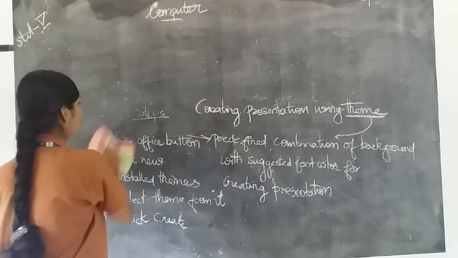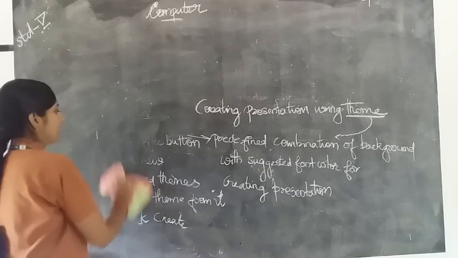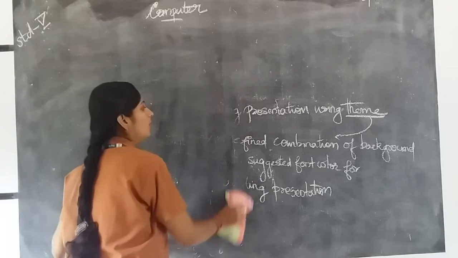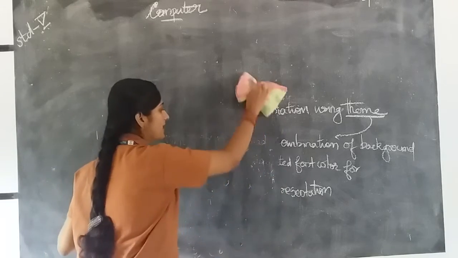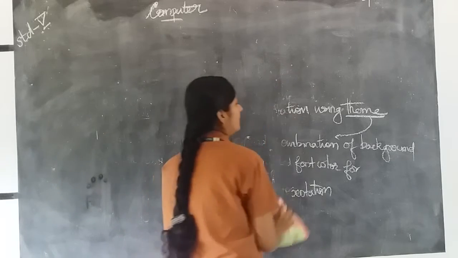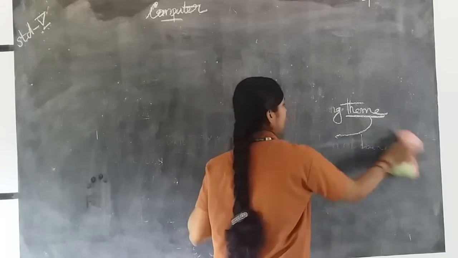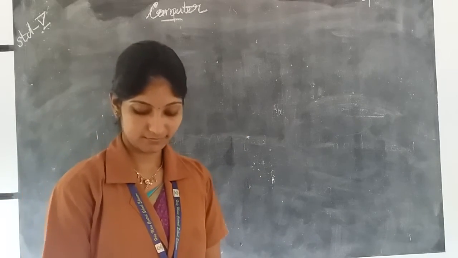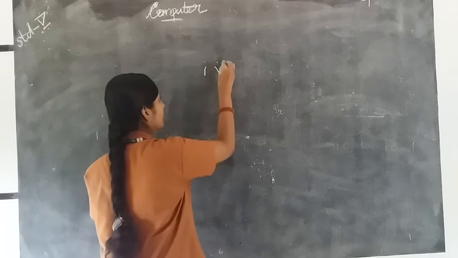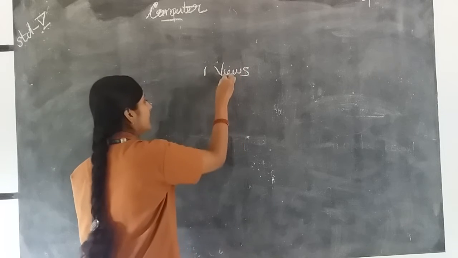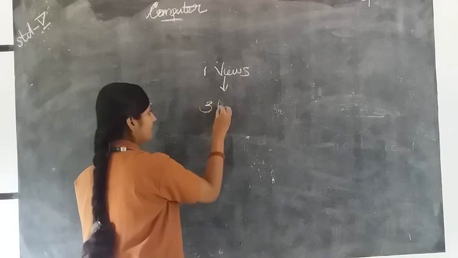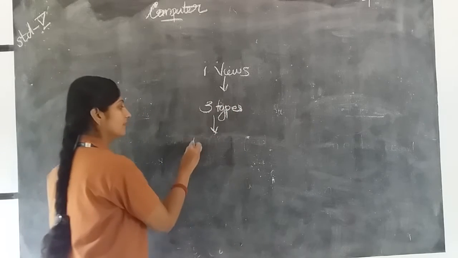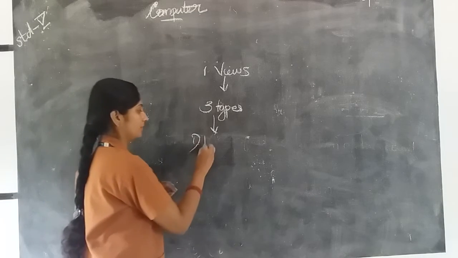So how many types of views? There are mainly 3 types of views. What are they? First one, normal view. Second one, slide sorter view. And third one, slideshow view. So views are 3 types. Then what are they? First one, normal view.